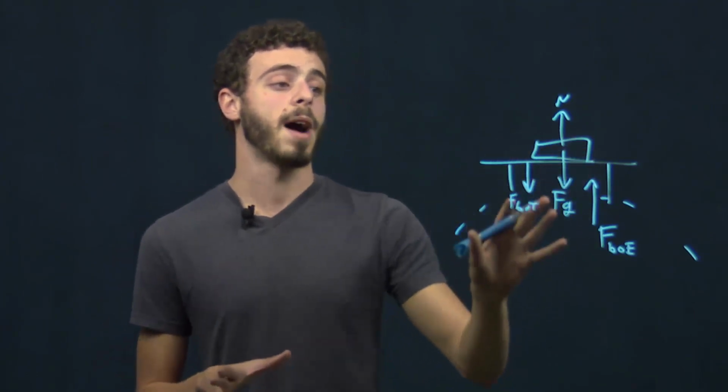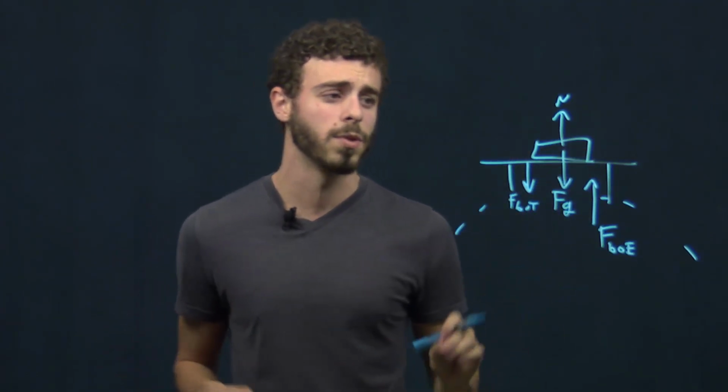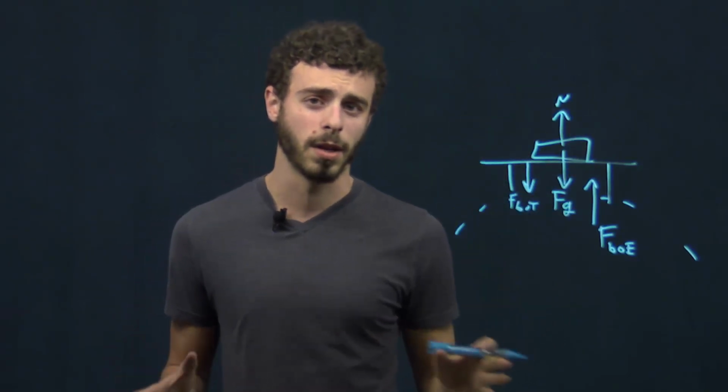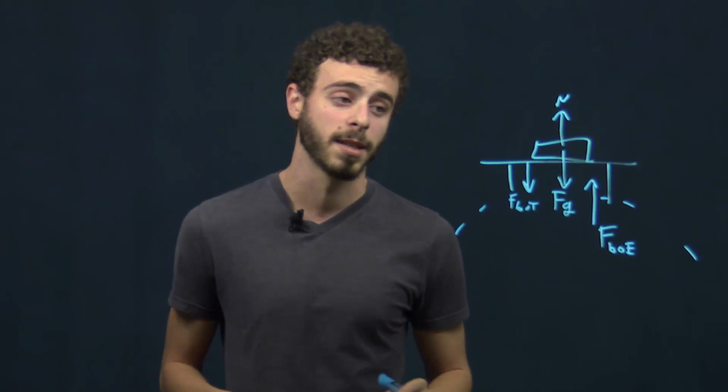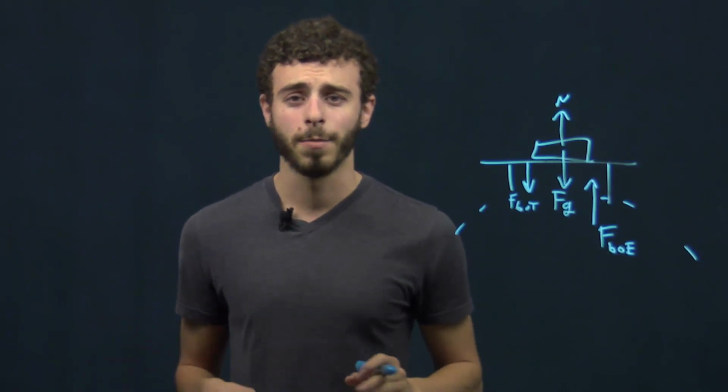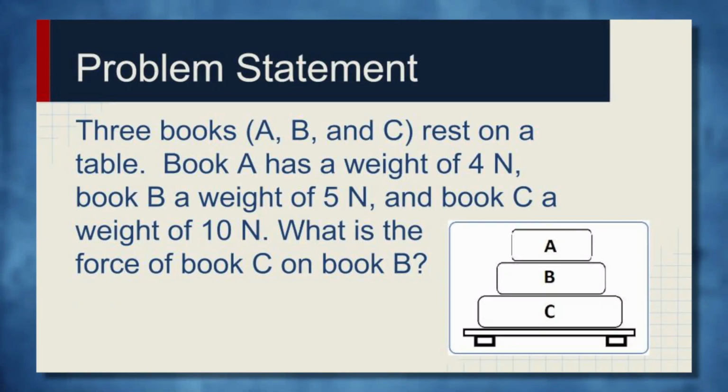So it's important to keep in mind these third law pairs and try not to get confused if they're acting on the same object. You can have two forces of the same magnitude and opposite in direction acting on the same object, and they don't have to be a third law pair. Okay, so let's look at the problem today. The problem statement reads, 3 books, A, B, and C, rest on a table.